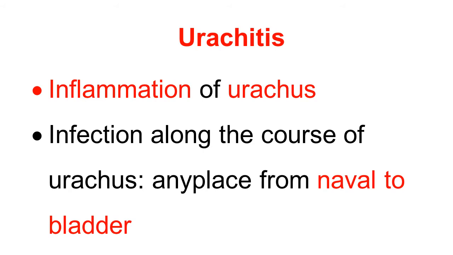We discuss here urachitis. It is inflammation of urachus. The infection occurs along the course of urachus at any place from navel to the bladder. So anywhere the inflammation or abscess can be observed from navel to the bladder.